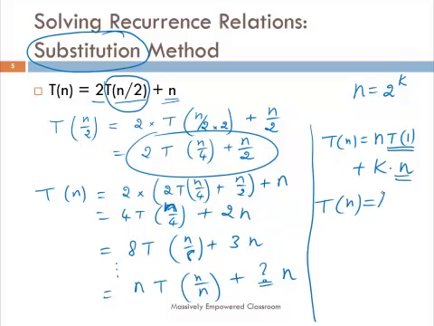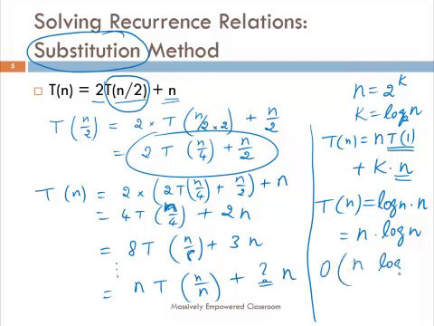So what we get is log n times n, or what we normally write as n log n, by switching the two things. Why did we get log n? Because if n is 2 power k, then k is nothing but log n to the base 2, right? So we can say that the algorithm is O(n log n).